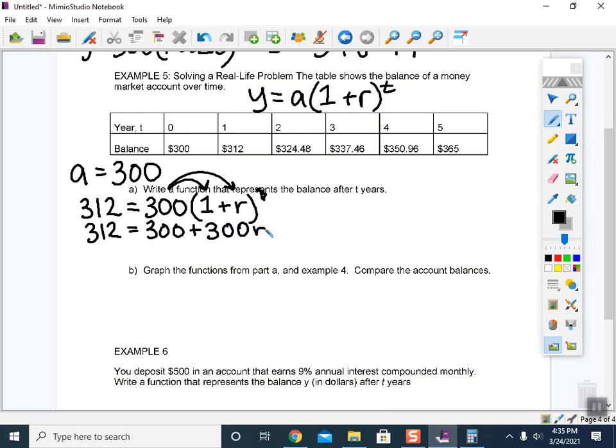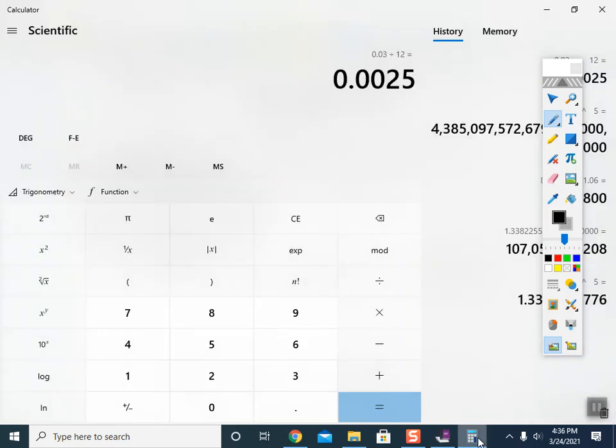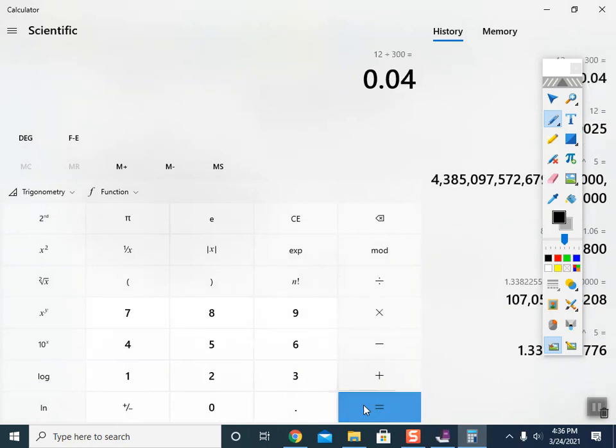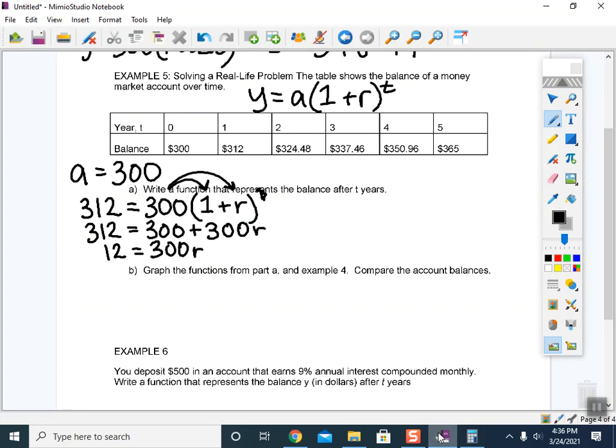Subtract 300 from both sides, we get 12 equals 300r. Then we're going to divide both sides by 300. So we've got 12 divided by 300 is 0.04. So my rate, r, equals 0.04.